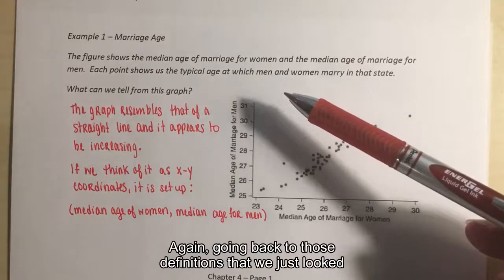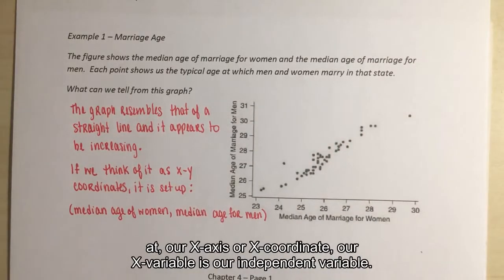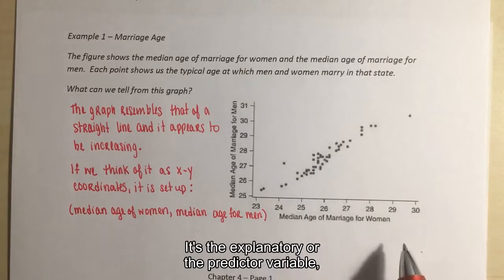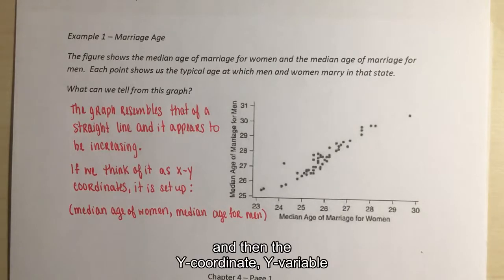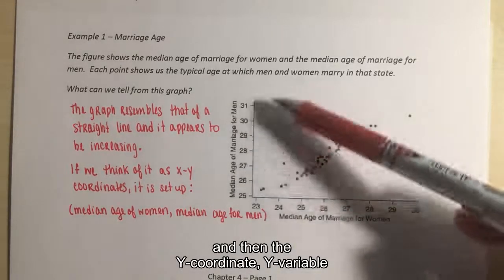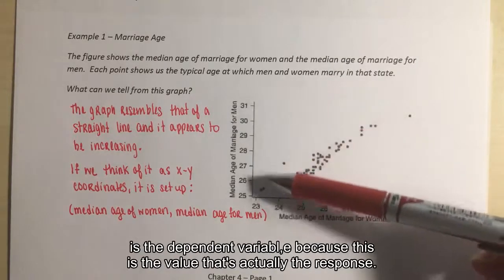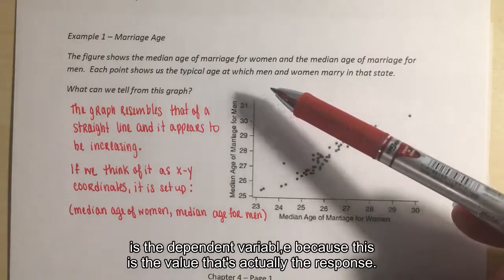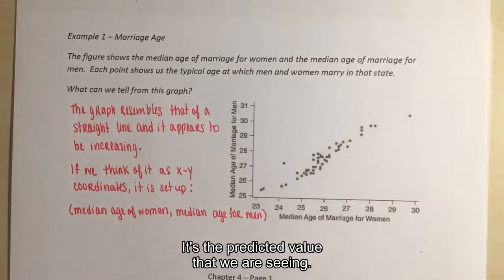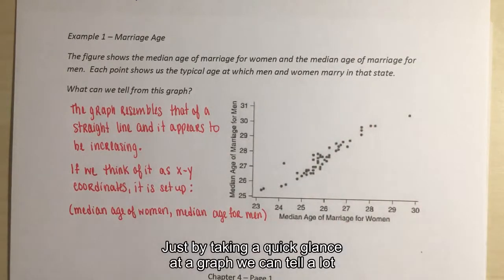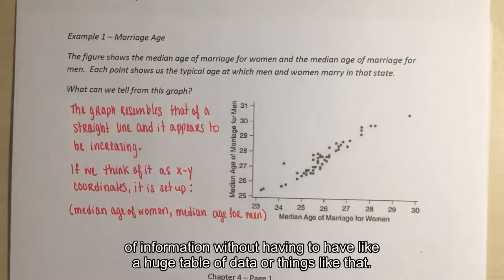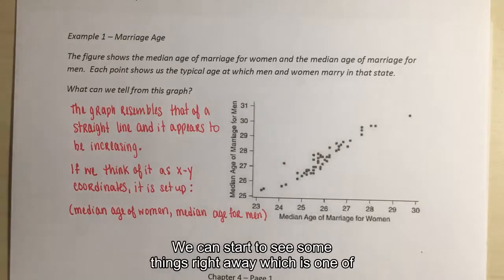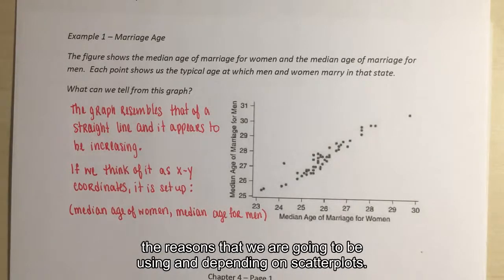Again, going back to those definitions, our x-axis, our x-coordinate, our x-variable, is our independent variable. It's the explanatory or the predictor variable. And then the y-coordinate, y-variable, is the dependent variable, because this is the value that's actually the response. It's the predicted value that we are seeing. So just by taking a quick glance at a graph, we can tell a lot of information without having to have a huge table of data. We can start to see some things right away, which is one of the reasons that we are going to be using and depending on scatterplots.